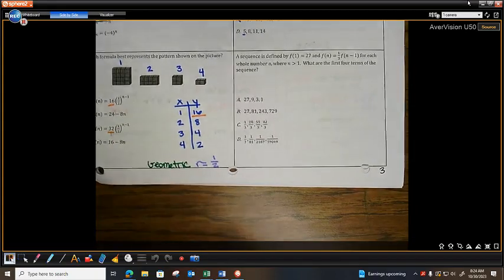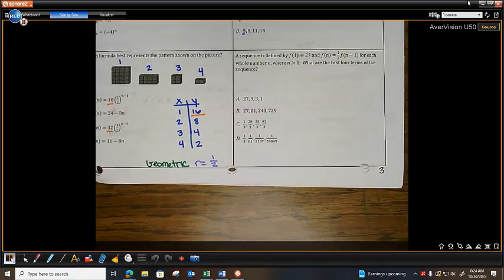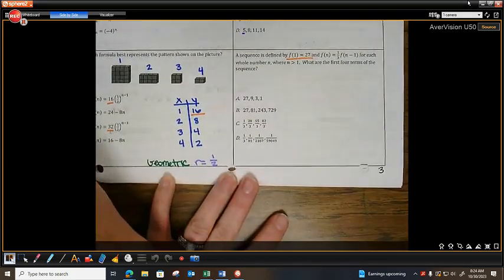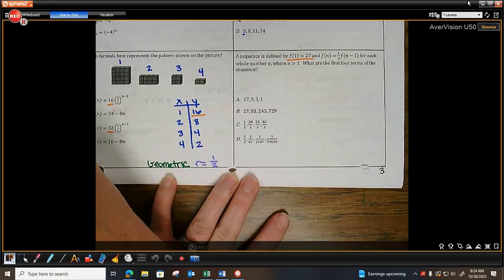Okay. A sequence is defined by f of 1 equals 27 and f of n equals 1/3 f of n minus 1 for each whole number n where n is greater than 1. What are the first 4 terms of the sequence? Okay, so it's wanting the first 4 terms. What does it tell me at the very beginning of my problem? My starting value is 27. So what are my answer choices I can get rid of?